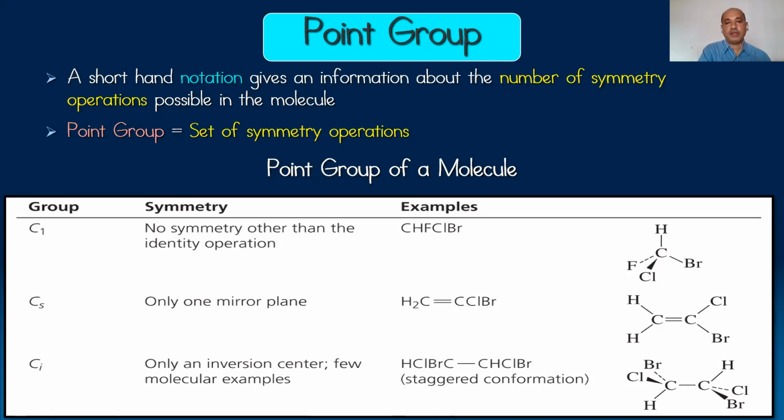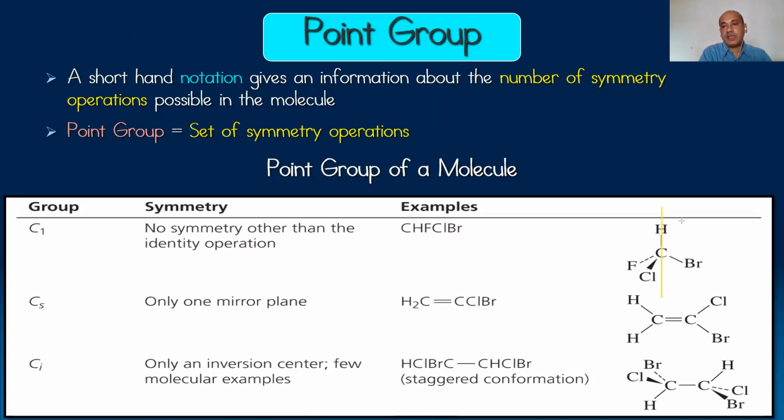Now, how to derive the point group of a molecule? Look at this example. First example, this is a molecule CHFClBr. This is the geometrical structure of this molecule, where hydrogen, fluorine, chlorine, and bromine are heteroatoms surrounding that carbon. So are there any symmetry operations or symmetry elements present? Look at this. It consists of only identity. So E is present.